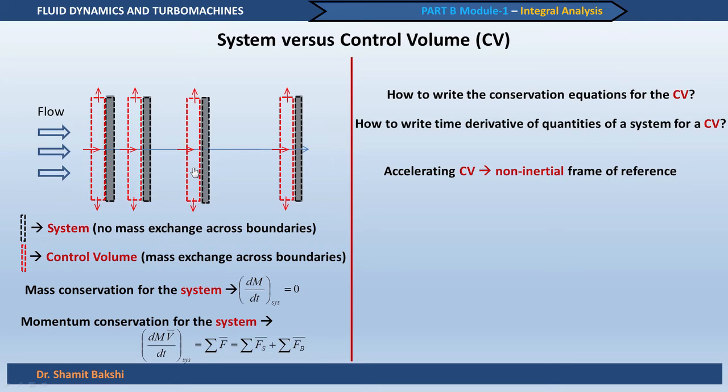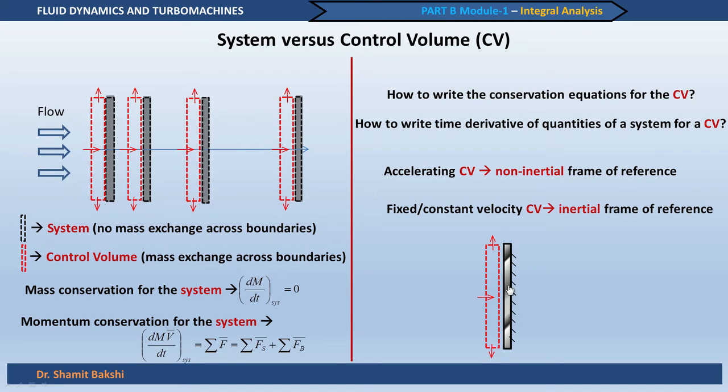So, such a frame of reference is called a non-inertial frame of reference. This is a little complicated subject, and we can only discuss that after we understand how to deal with a fixed or a constant velocity control volume. If we put the frame of reference on a fixed or a constant velocity control volume, that frame of reference is called an inertial frame of reference.